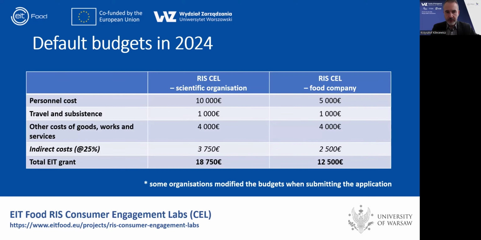And each of you used the project application to specify your target budgets. In the call document, you had as the starting point the suggestion of the default budgets, but as you hopefully know, some of the organizations modified those budgets, so it's not that every single university will have personnel cost of 10,000 euro. Some of you decided to slightly increase it, some decided to go down.